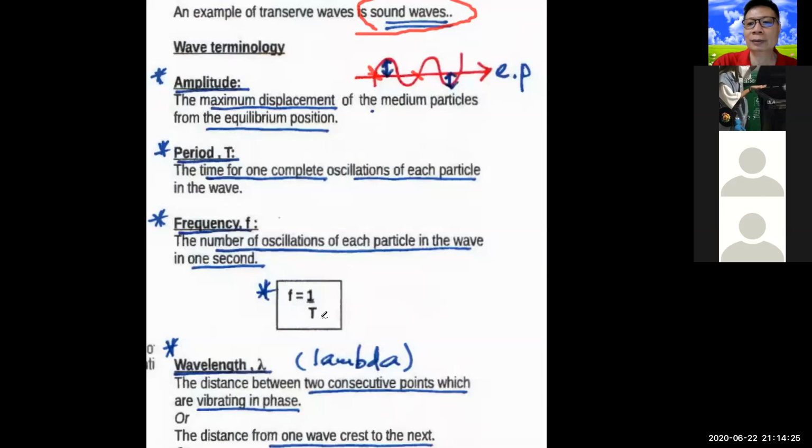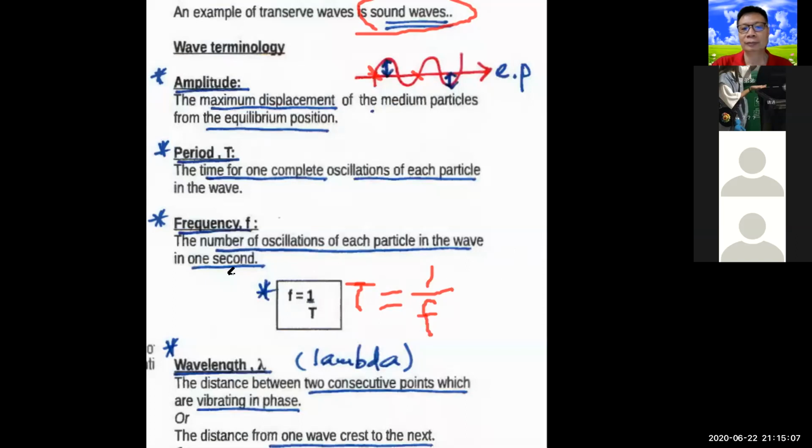Okay? Frequency is the number of oscillations made in 1 second. So to get the value of frequency, you calculate using this formula, 1 over period. Another formula, sometimes the formula can be this, period equals 1 over F. F is 1 over T. T is 1 over F. It's the same. When you want to find frequency, you take 1 divided by T. When you want to find period T, you take 1 divided by frequency. So they are the same.